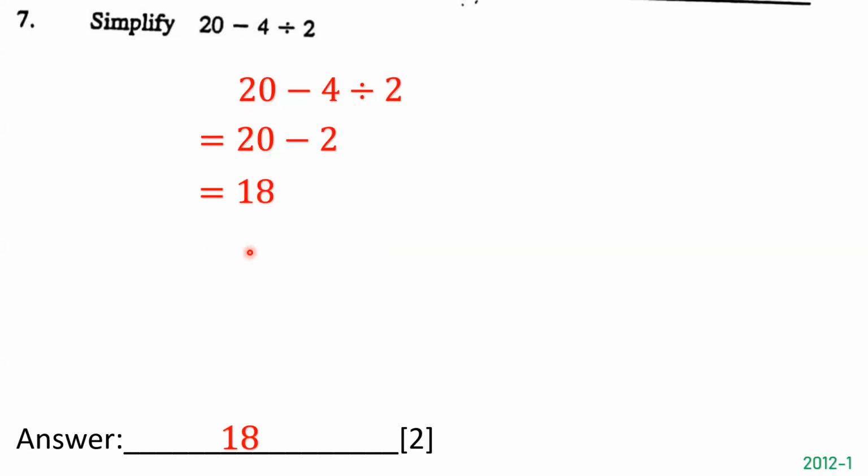Moving right along, we have another question. It says 20 minus 4 divided by 2. Remember, we always divide before we subtract. So we're going to divide 4 by 2. And 4 divided by 2 is 2. And next we subtract. 20 minus 2 is definitely 18. And so the answer here is 18.